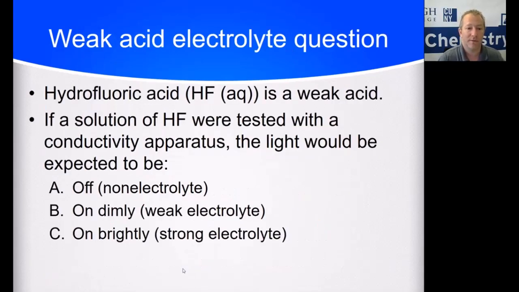So here's a question for you. HF, weak acid. You dilute, just testing it with a conductivity apparatus. What are you going to see? Is the light going to turn on brightly for a strong electrolyte? Is it going to turn on dimly for a weak electrolyte? Is it going to not turn on at all for a non-electrolyte?